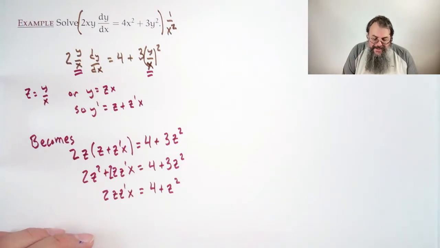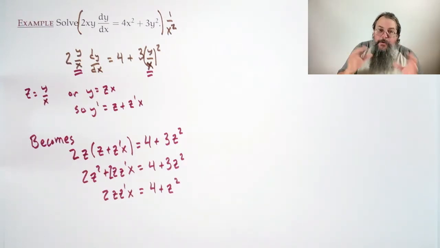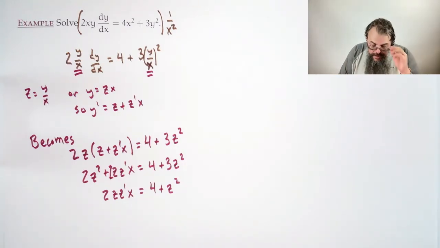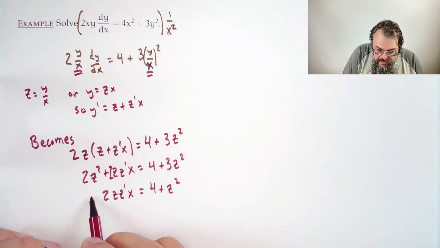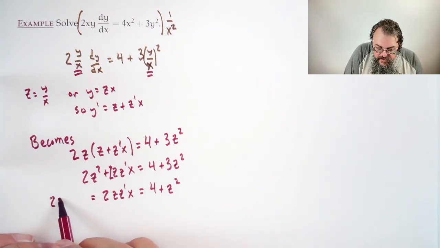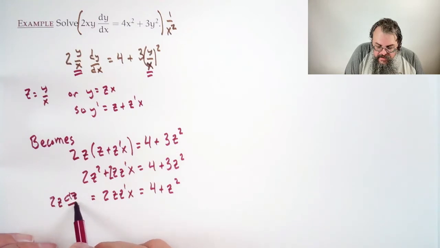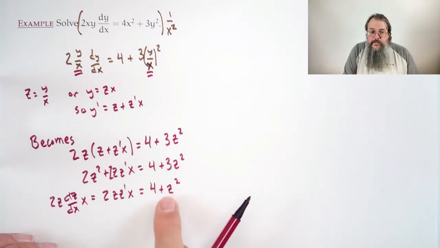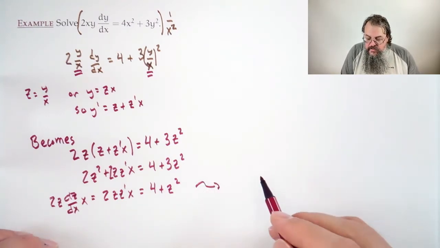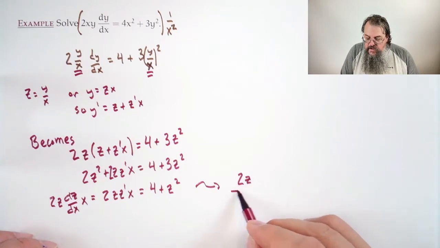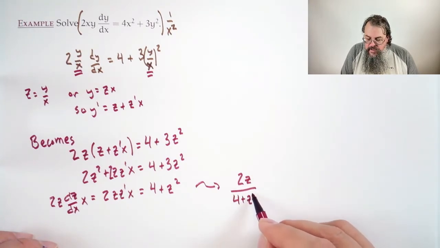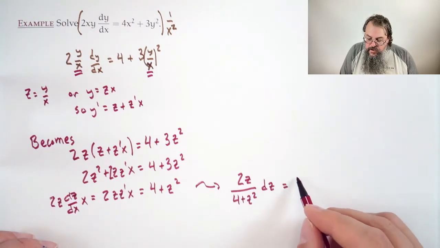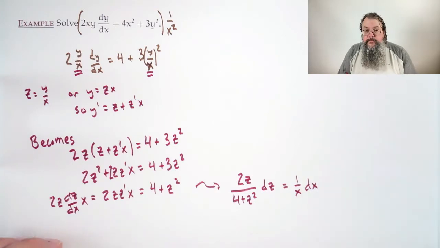And we say, aha, whatever noises you make when you say, this is separable, because it is. It is separable. Now, if we rewrite this side, this is 2z dz dx times x. And so the x and dx come across, the 4 plus z squared comes across. So we have 2z over 4 plus z squared dz is equal to 1 over x dx.